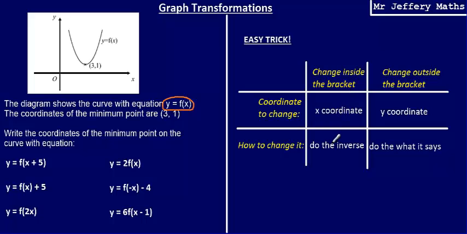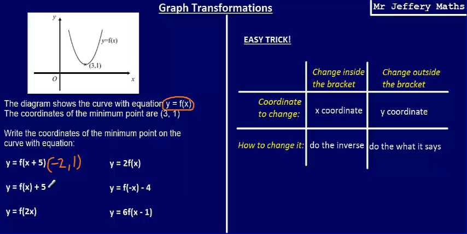And how we are going to change it, it tells us that we're going to do the inverse of what we're told to do. So this is telling us to add 5. That means we're going to change the x coordinate. The x coordinate is that first number, and we are going to do the inverse. So we're going to take that 3, and we are going to do the inverse of add 5, which would be to take away 5, and so that is going to give us negative 2, 1. Okay, that second coordinate, that's our y coordinate. Because there is no change outside the bracket, that stays as it is.